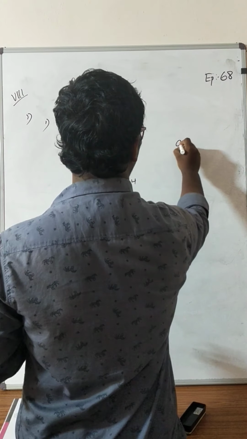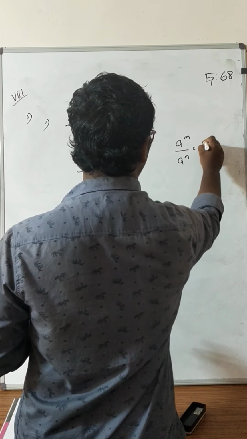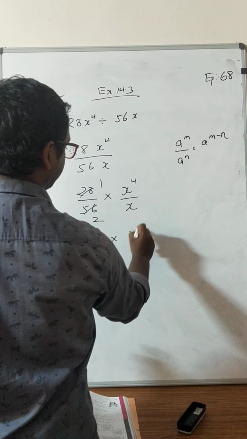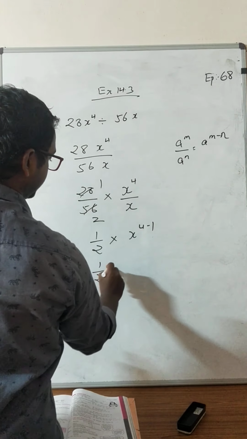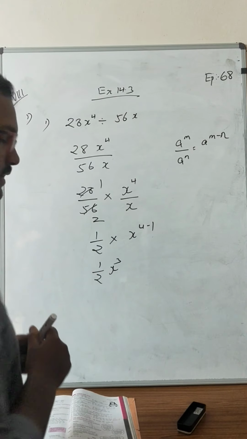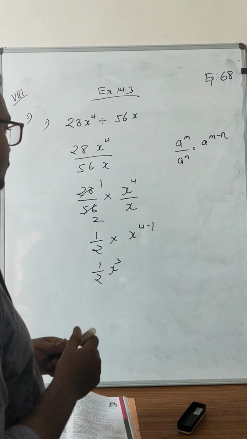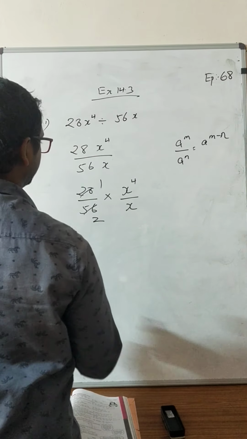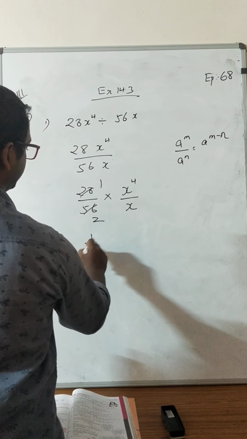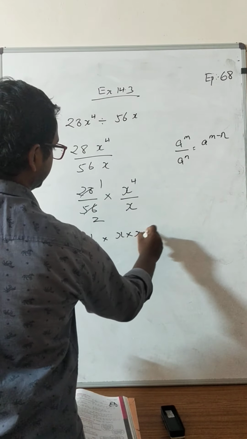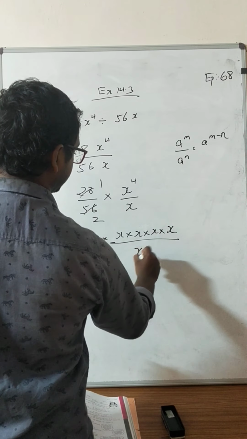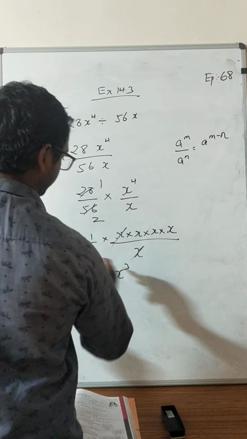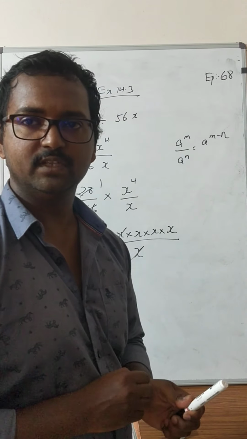x power 4, we know that a power m divided with a power n is equal to a power m minus n. So here we will get 1 by 2 into x power 4 minus 1. So 1 by 2 x power 4 minus 1 is x power 3. So the answer is 1 by 2 x cube. Okay. If you don't want to apply the identity, you can do like this also. 1 by 2 x into x into x into x divided with x. x and x will get cancelled. We will have 1 by 2 and x into x into x is x cube. You can do this way also.